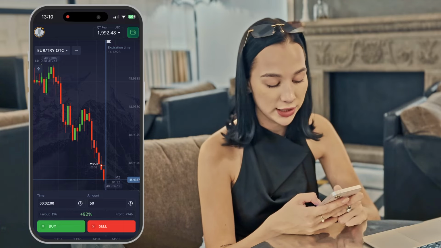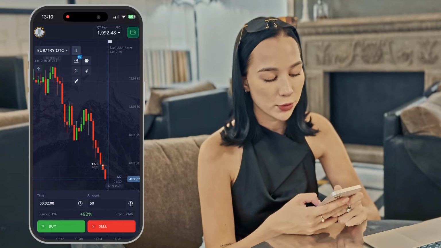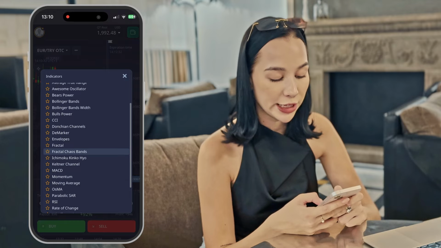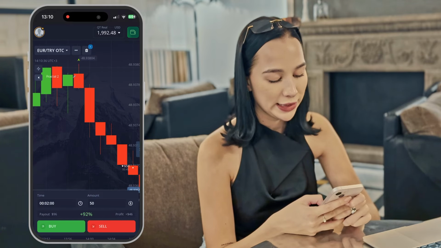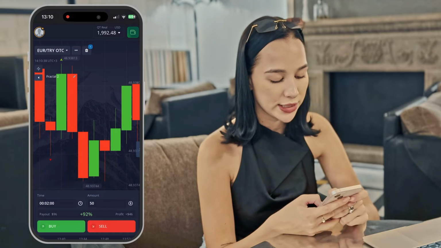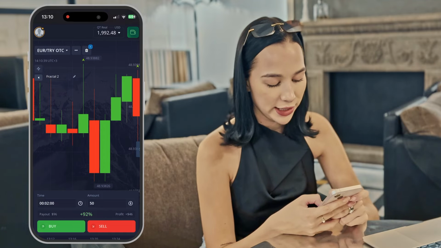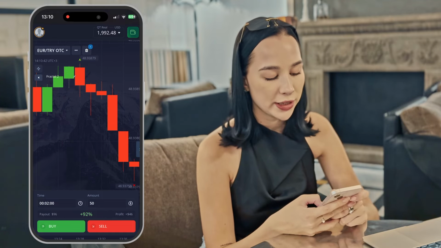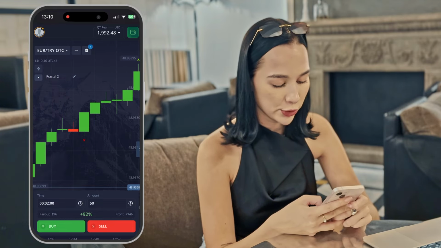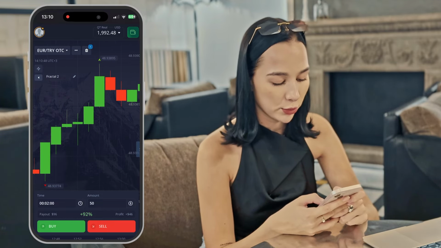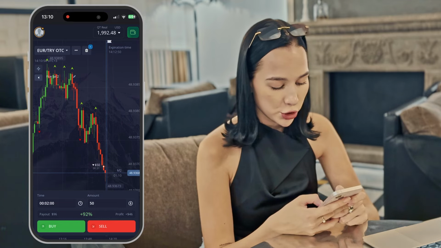For example, Fractal is pretty popular with beginners. Here we do the opposite. When we see the green arrow on the candle, it could mean that it's going to be a downward trend. If we see the red arrow like here on the candle, that could mean that it's going to be an upward trend. So here, for example, we can see that the last candle is the green one, and we can see here a pretty good downward trend. So let me show you something else.